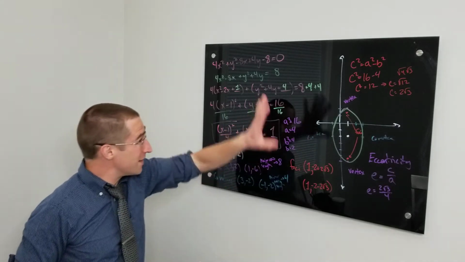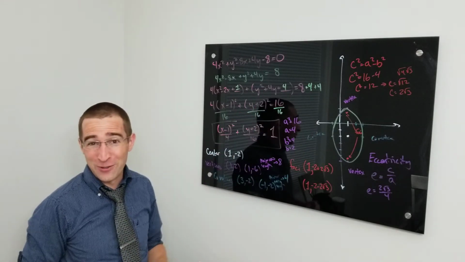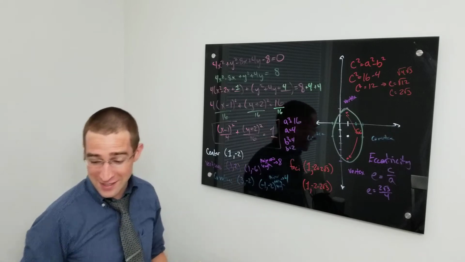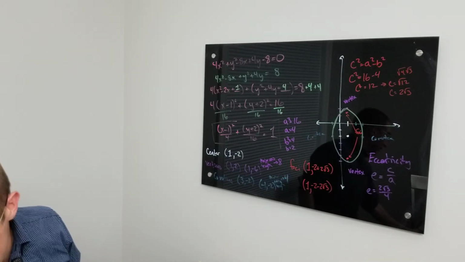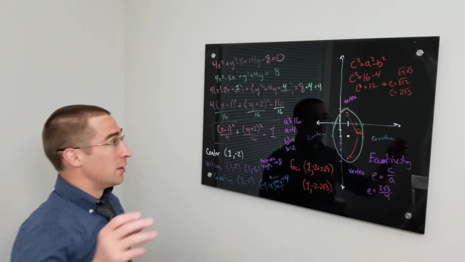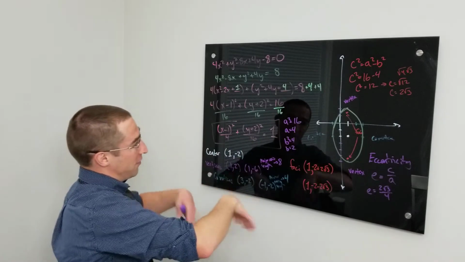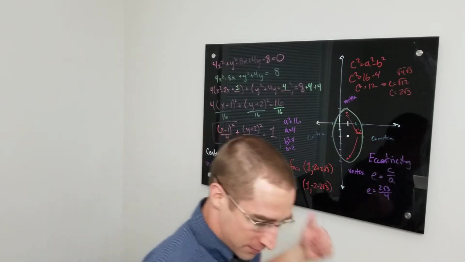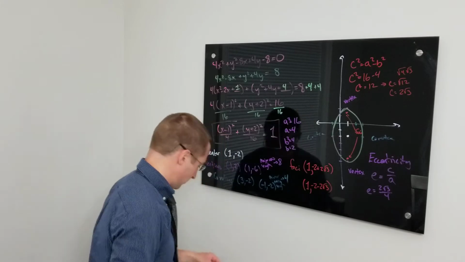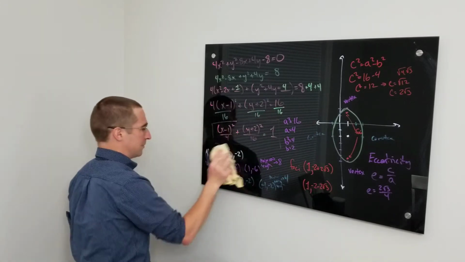So hopefully this made sense. Sorry for all the goof ups. I'm going to jump to the next example where we're given some information and we graph, find all the other info, and write the equation from it. So let me erase that. We're going on to that example.